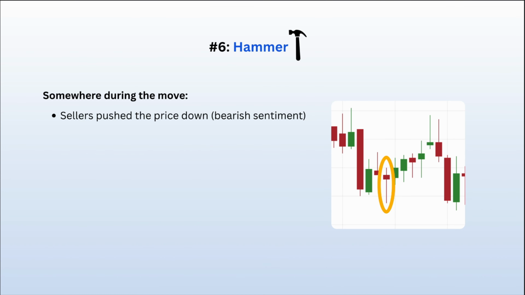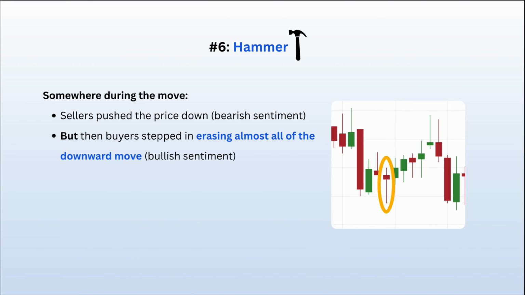We know that somewhere during the move, the sellers pushed the price down. So there was bearish sentiment. And we know this because there is a lower wick. So we know that at some point, the price was at these lower levels. But we also know that the price wasn't sustained at this level. We know that the buyers stepped in, erasing almost all of the downward move. So there was bullish sentiment. And this is when the lower wick got created.